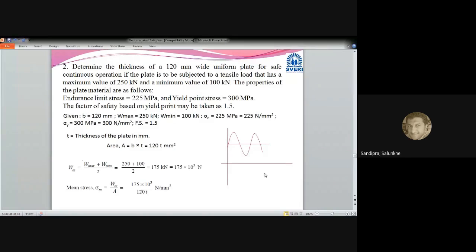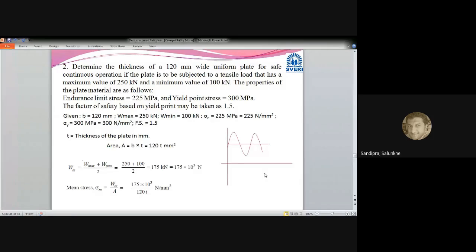For that, the load is given. That's why first of all we'll do the calculation for the load, and later on we will go for the stress. So mean load we will calculate first, and that mean load is given as maximum load plus minimum load divided by 2. Maximum load is 250 kilonewton, which we will convert later into Newton, and minimum load is 100 kilonewton. So 250 plus 100 divided by 2 will be 175 kilonewton. That is 175 into 10 raised to 3 Newton. That will be the mean load.